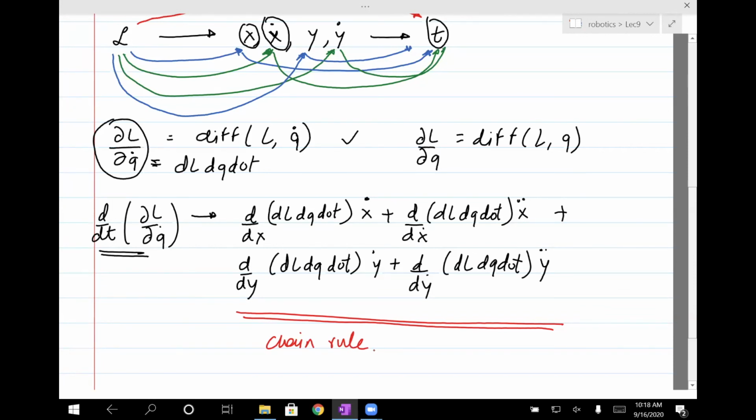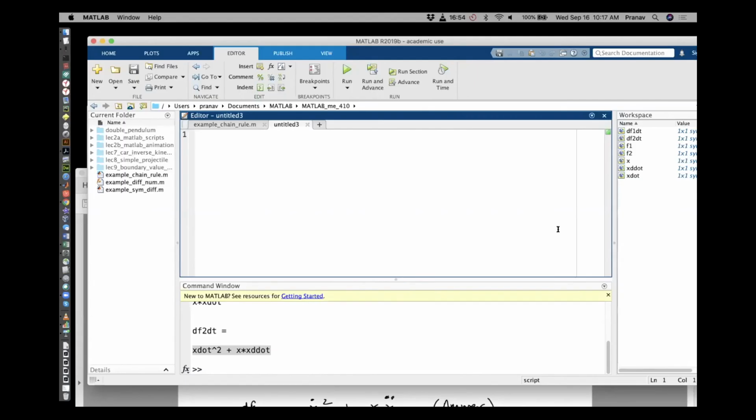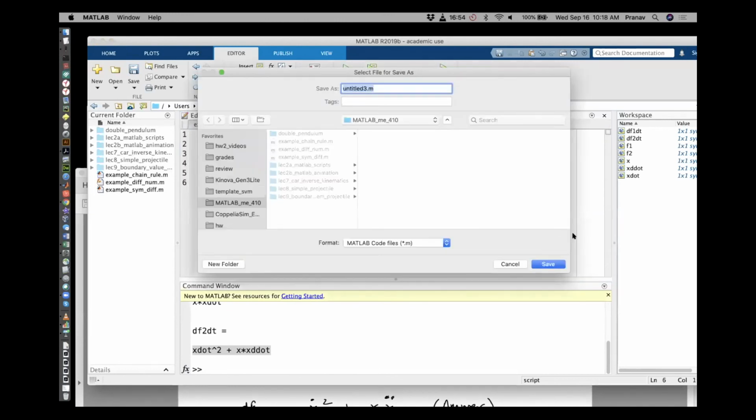Any questions? I'm going to shift computers. Okay, so clc, clear all and close all. And let me call this examples derive projectile.